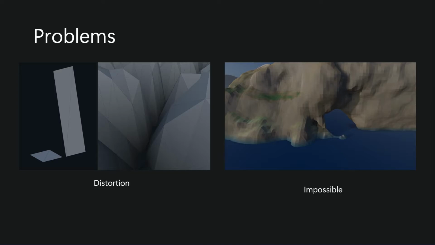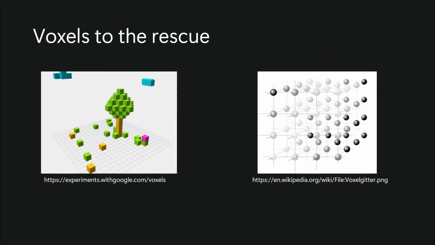The other problem is geometry that is physically impossible to create, for instance caves, cliff faces, sea arches, and so on. Vertical faces and overhangs cannot be achieved using this method, limiting designers in what they can do. So, how could we fix this? By utilizing the third dimension and using voxels.